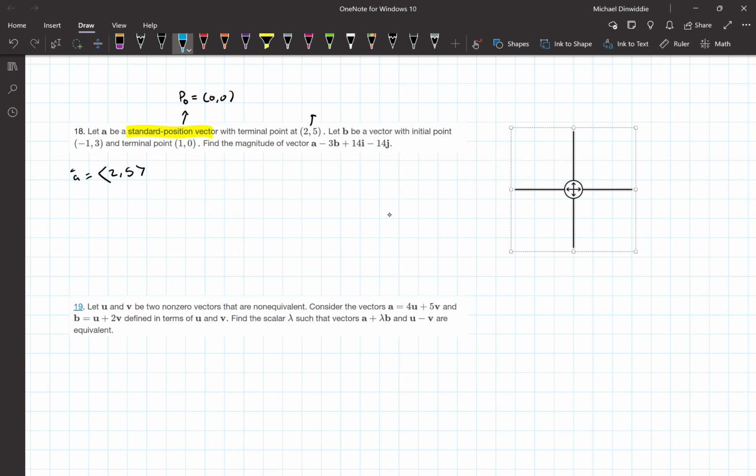So just for fun, we're going to go ahead and do this graphically for a minute, and I'm going to show you. Maybe that'll help you visualize what we're doing here. So it says let B be a vector with initial point -1, 3. So we're going to go -1, that's 1 in this direction, and 3, 1, 2, 3, so there's point, I like to call it point 0, and terminal point 1, 0, so right there, P final, which means our vector is going to come down. And make sure we have the arrow pointing towards that end point.